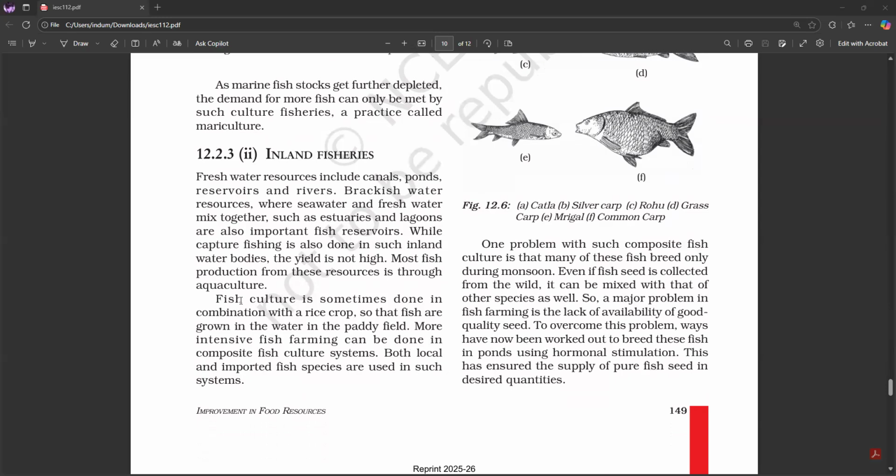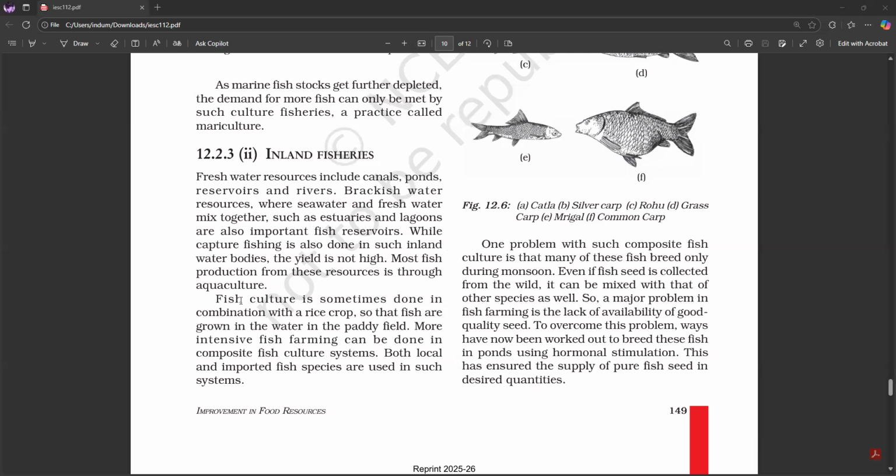Inland fisheries. Freshwater resources include canals, ponds, reservoirs, and rivers. Brackish water resources where seawater and freshwater mix together, such as estuaries and lagoons, are also important fish reservoirs. While capture fishing is also done in such inland water bodies, the yield is not high.